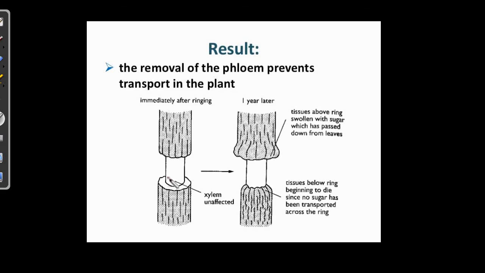Therefore, the tissue below the ring begins to die since no sugar has been transported across the ring. Here, first of all, they have only removed the phloem to check whether the phloem is involved in transportation of organic solutes or not. They just removed the phloem and the xylem was left intact. What they observed is that there was a bulge, a swelling created because sugar accumulation has taken place here. And the tissue below was completely damaged, so it began to die. No organic solute was transported. This proves that the phloem is the one responsible for the translocation process.